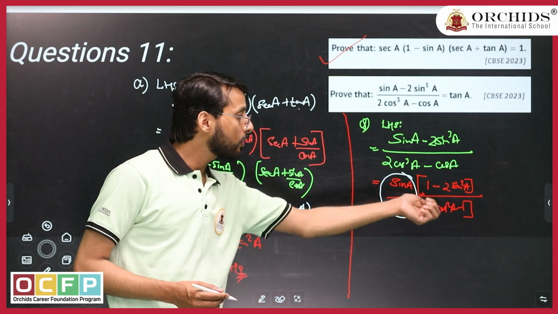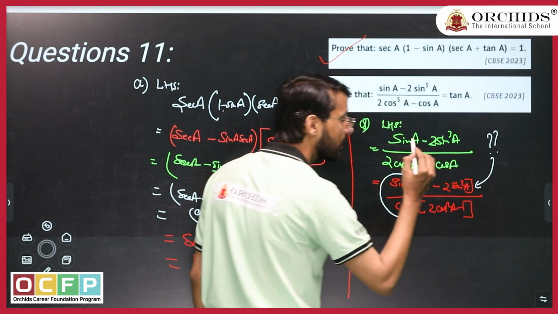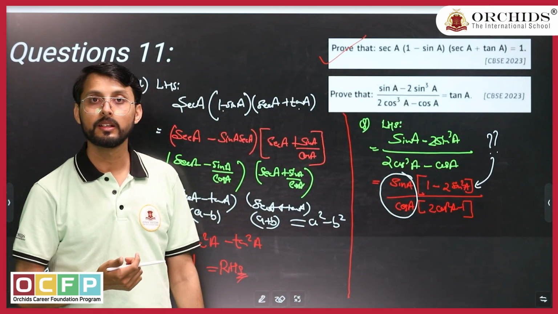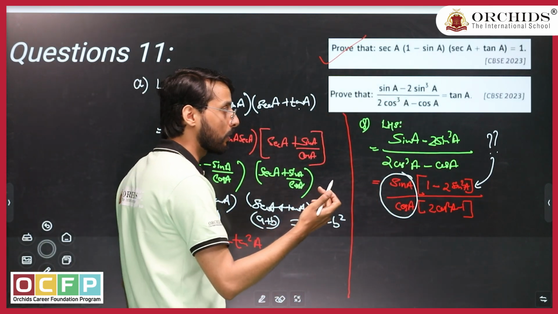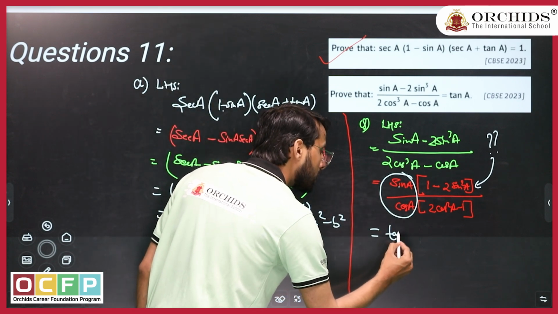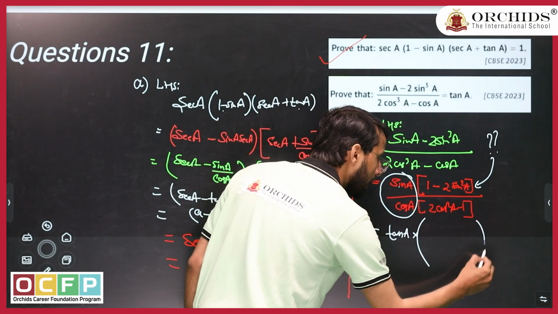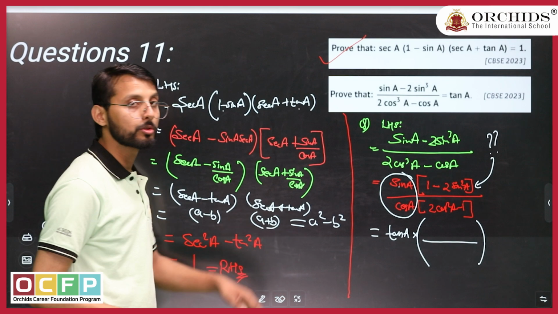So are they equal? Is that a question mark for you? Are they equal, this part? Think for a second. Let's see how they are equal. We know that sin by cos is nothing but tan A, into. So the two parts I have to make equal. How to make these two parts equal?